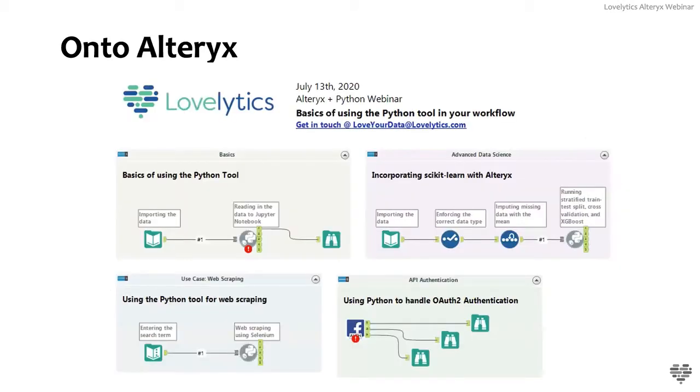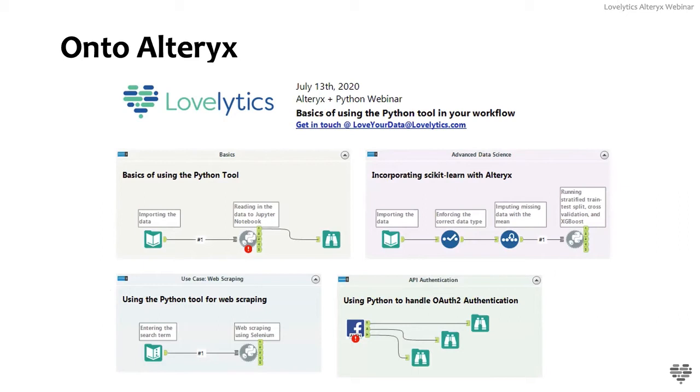So today, I'm going to cover four different things. You can see the 4 containers. The first one, I'm going to talk really briefly about the basics of using the Python tool. I'm going to show you how you can use the Python tool for web scraping as well. And then I'm going to show you how you can incorporate Scikit-learn with Alteryx.